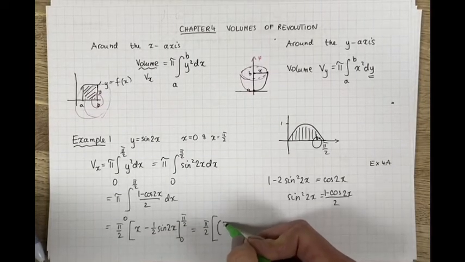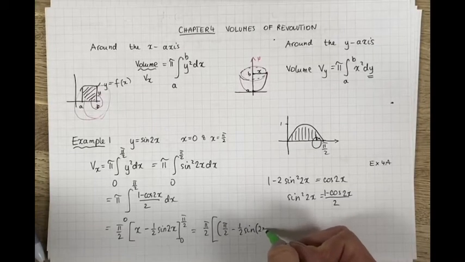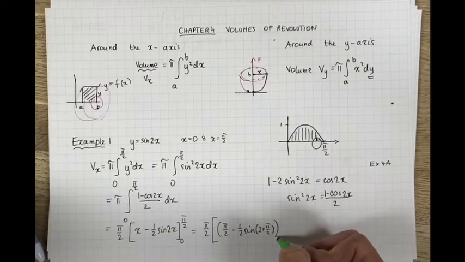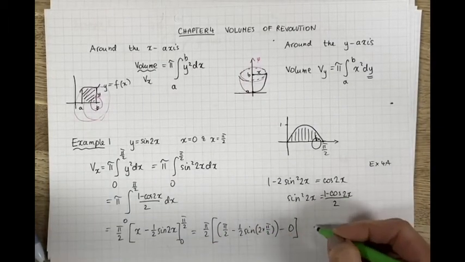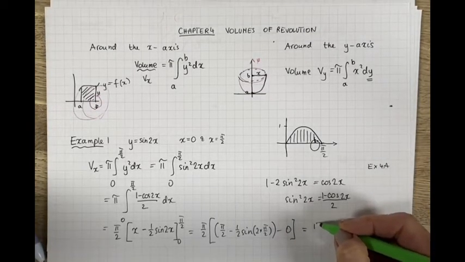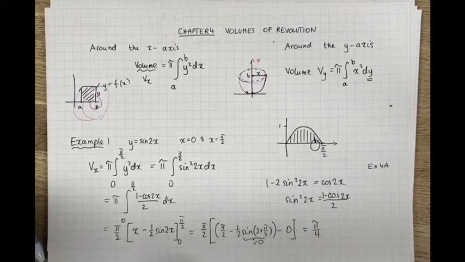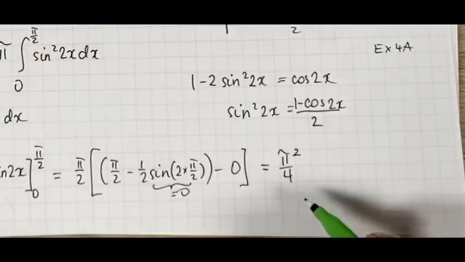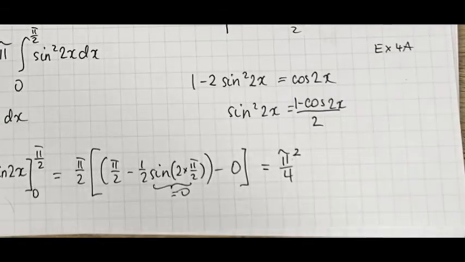Okay, so put pi over 2 minus a half sine 2 times pi over 2, minus, these both will give me 0 if I substitute 0. It's important to write this lower limit and evaluate it anyway. So it's going to give me pi over 4, because this is just going to give me 0 as well. So that's example 1. Just to note, it should be pi squared over 4, because it's pi over 2 times pi over 2.